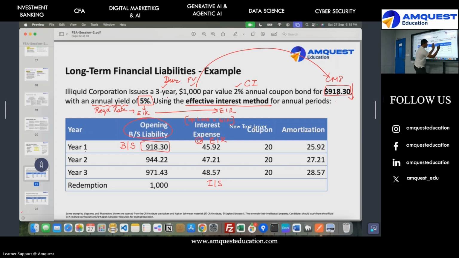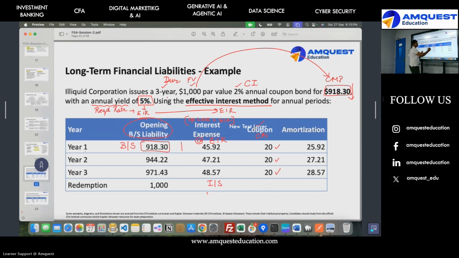But you chose to pay this amount. You chose to pay only 2%. So you are paying in cash. Your cash flow is only 20, 20, 20, but you should have paid 5%, around 50, 50, 50, right? So this is what you should incur. This is what you actually paid. Understand now. This is the liability.